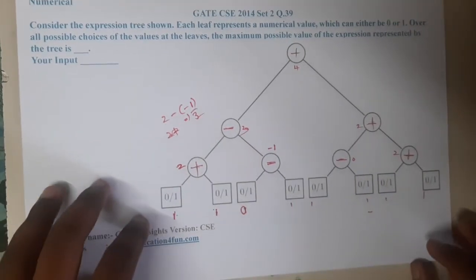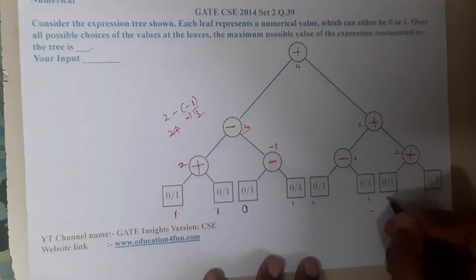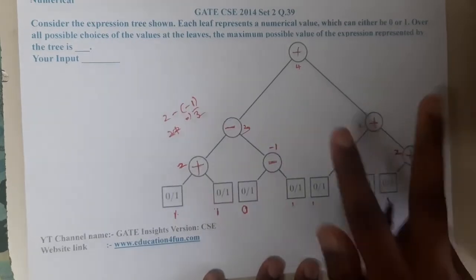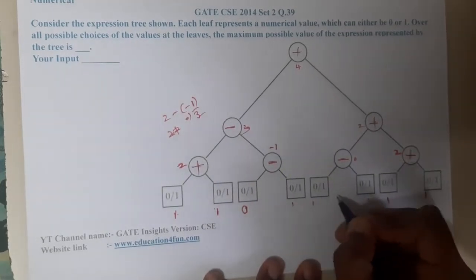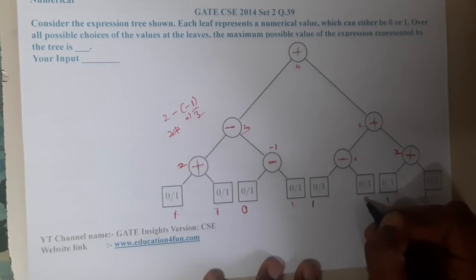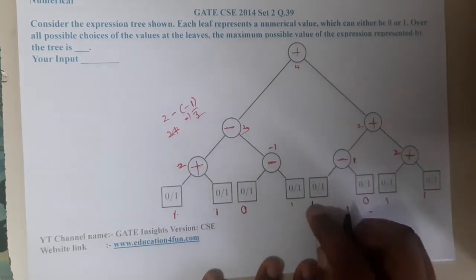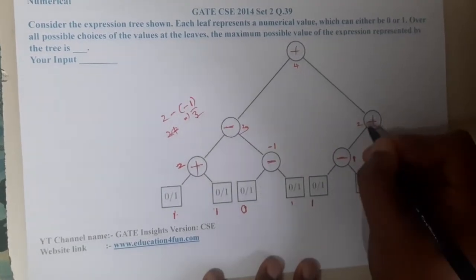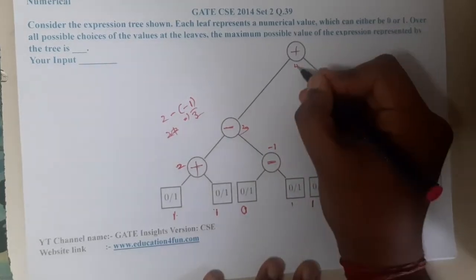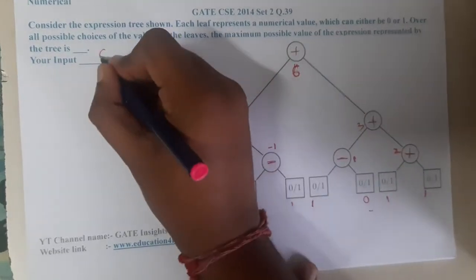In the same way, let us apply the same logic on this side also. Let us take these both as 1 and get 2 as the result. And here let us take this as 1 and this as 0 to get the result 1. So 1 minus 0 is 1. So 1 plus 2 is 3. So in total 3 plus 3 is 6. Got it? So now we got the result as 6.